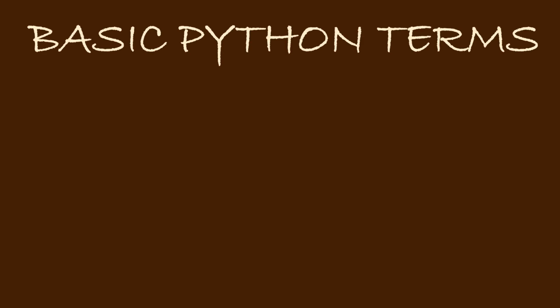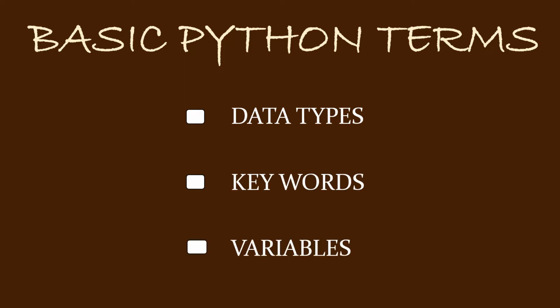So for the basic terms, there are only three that we are going to use in Python. The first one is the data type, the second one is the keyword, and the last one is the variable. We'll discuss each one of them in detail.